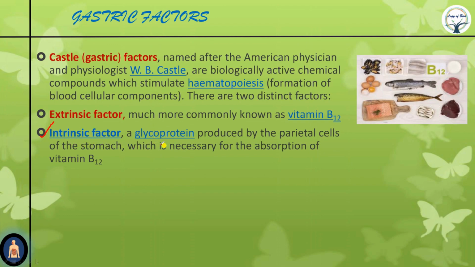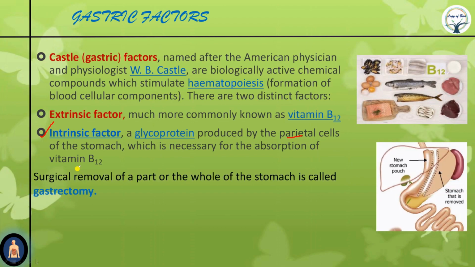And this intrinsic factor, they are the main. Intrinsic factors are a glycoprotein which are produced by the parietal or oxyntic cells of the stomach, and they are necessary for the absorption of vitamin B12. And vitamin B12 helps in the generation of RBCs or erythrocytes. Poiesis is the term which means generation, and erythro means red or RBC. Erythrocytes means RBC. So erythropoiesis is generation of RBC. So vitamin B12 helps in erythropoiesis or generation of RBCs.